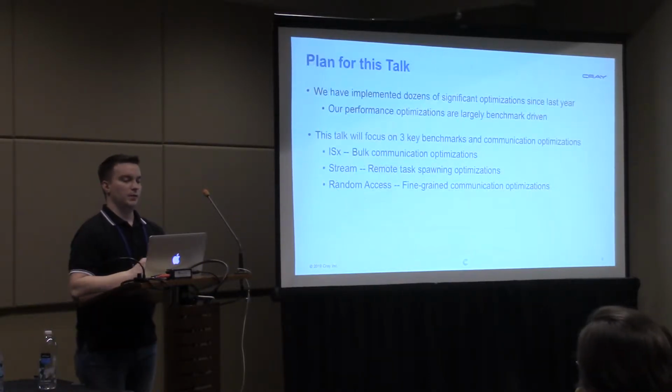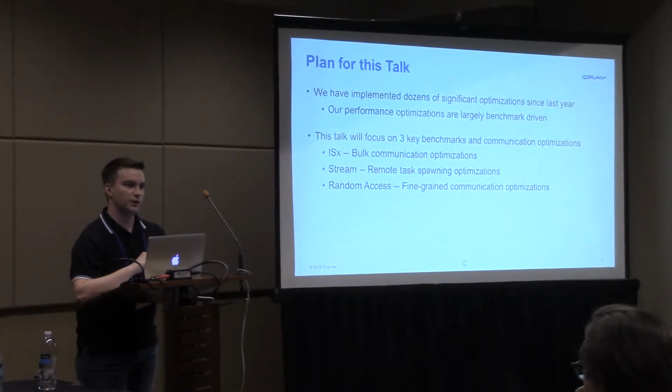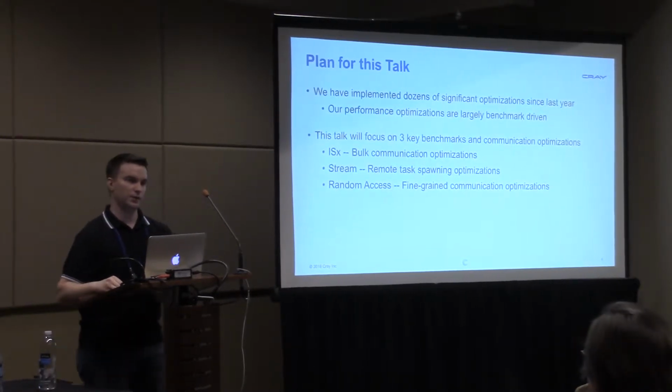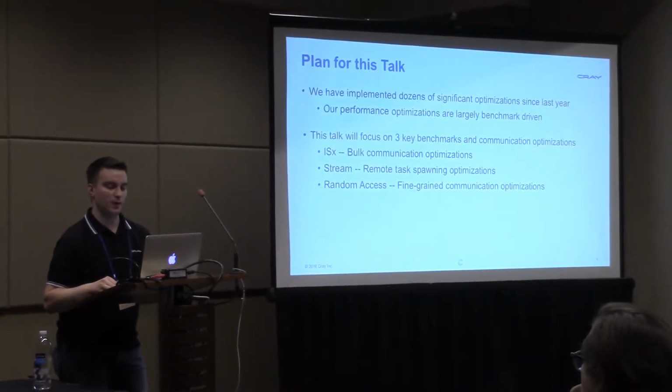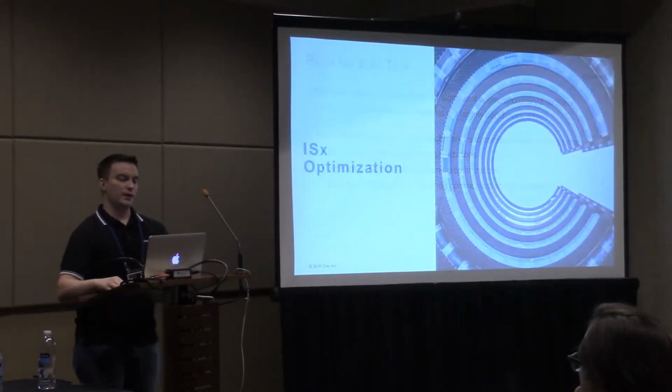For this talk, we're going to talk about some of the performance optimizations that have occurred in the last year. There's actually a couple dozen significant optimizations that went in over the last year. Something important to note is a lot of these optimizations are benchmark driven. We're going to focus on 3 key benchmarks and 3 communication optimizations that have come from them. We're going to look at an integer sort benchmark called ISX, which showcases some bulk communication optimizations. We're going to look at Stream, which showcases some remote task binding optimizations, and RandomAccess, which is about fine-grained communication optimizations. RandomAccess is the benchmark that Brad was showing earlier, and the one in the last 2 slides. So, starting with ISX.